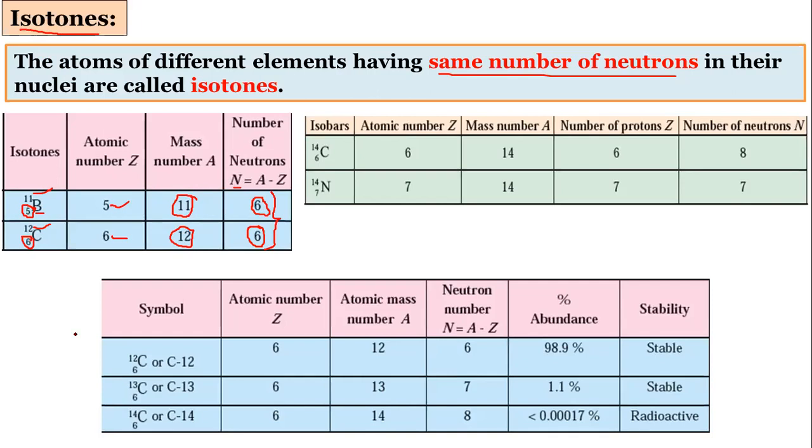Remember. Now again some examples of isobars are given. What is isobars? Atomic mass number is same, but the atomic number is different. So these are the isobars. And here again some examples of isotopes are given.